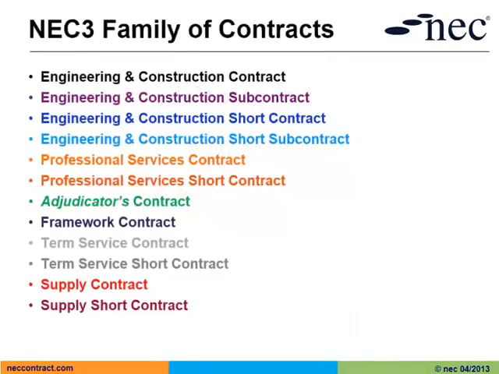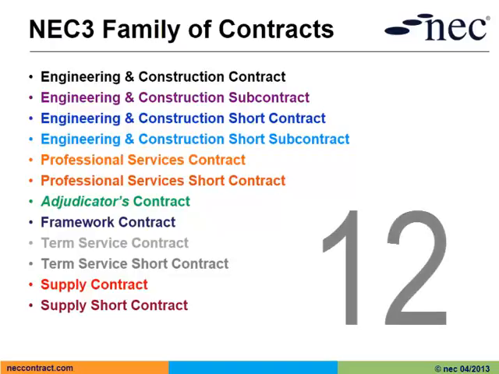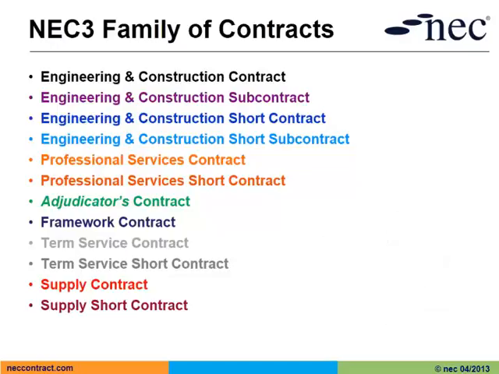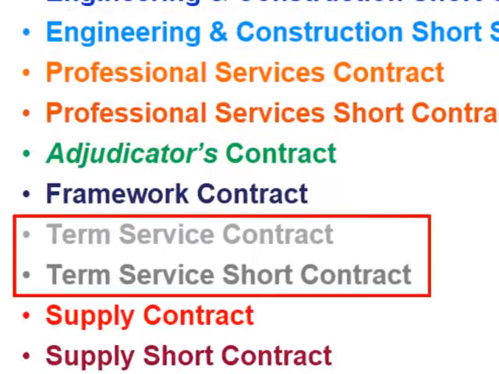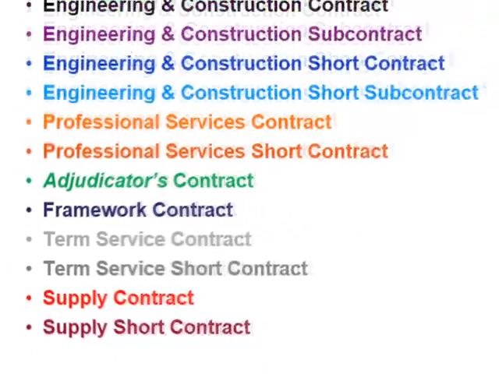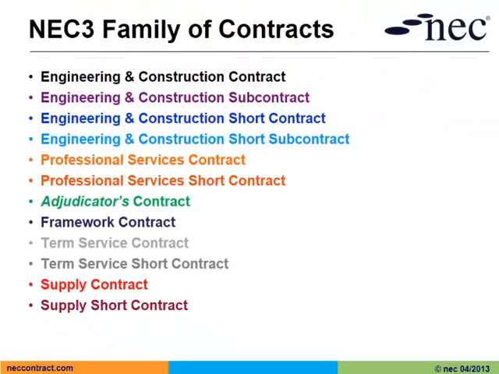So let's briefly look at the wider members of the NEC3 family. There are 12 contracts in the NEC3 family in total that allow an employer to procure works, services and supplies. We're focusing today on the term services contract and the term services short contract. Each contract in the family is supported by its own guidance notes and flowcharts.